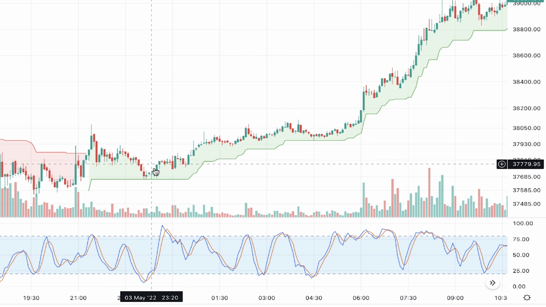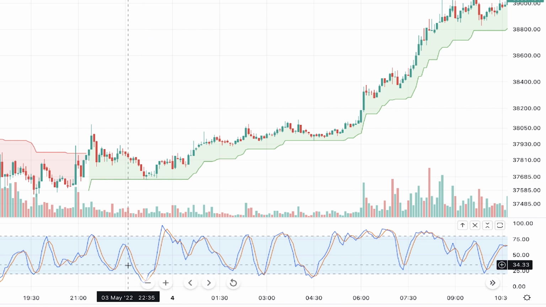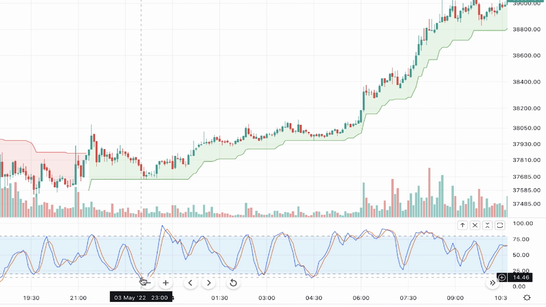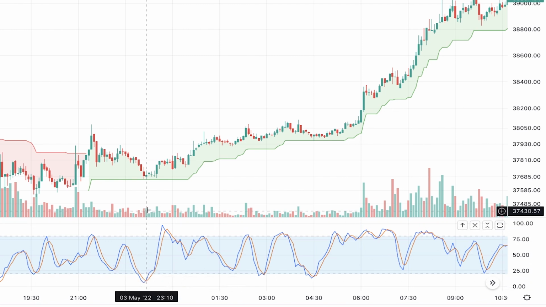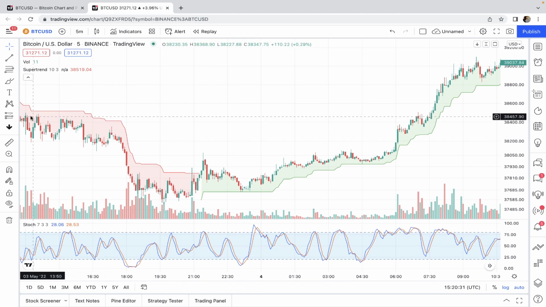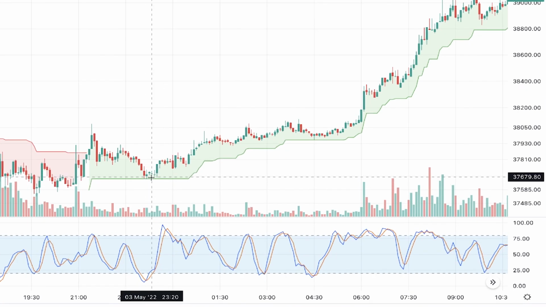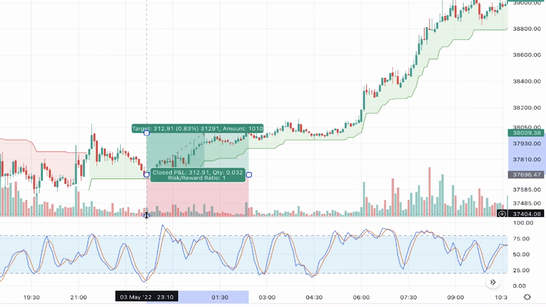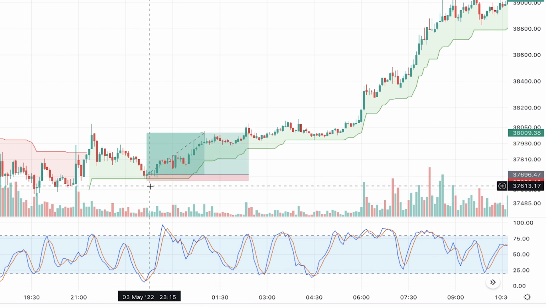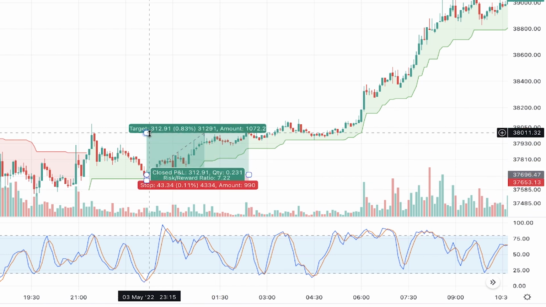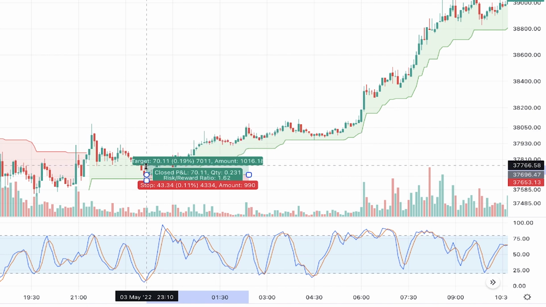D% line. For example, here the super trend is green, stochastic oscillator is below 20, and then K% line crosses above D% line here at this point. So we open a long position here, and the stop loss for this trade is placed below the super trend line, just a little lower than the line, as you can see. And for the profit target, we set it in a way that the risk to reward ratio becomes 2.